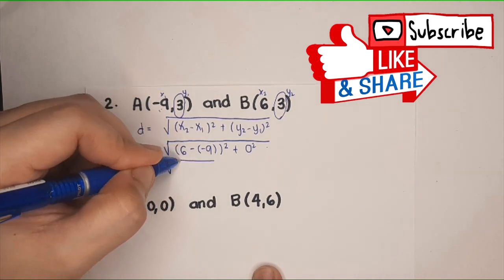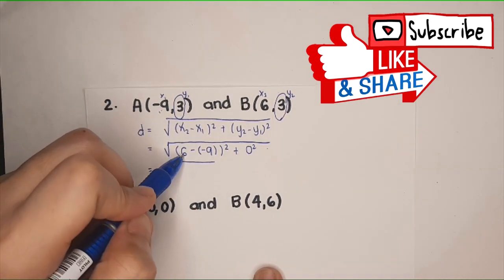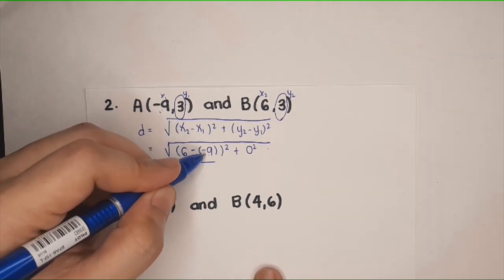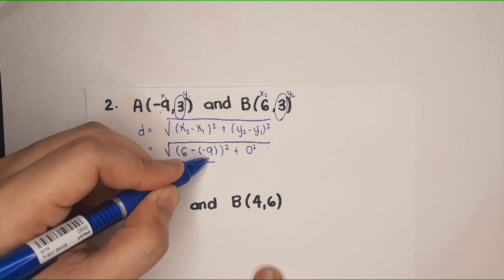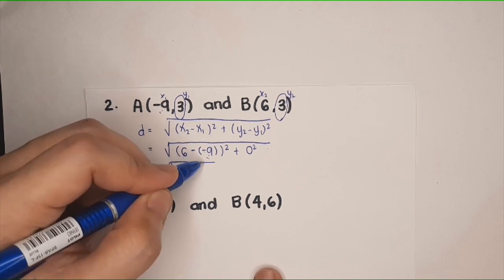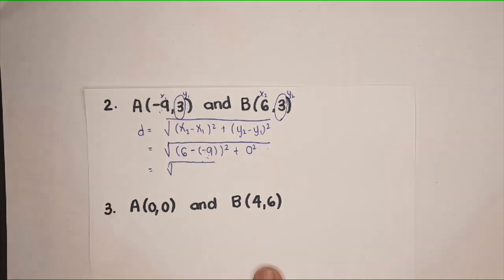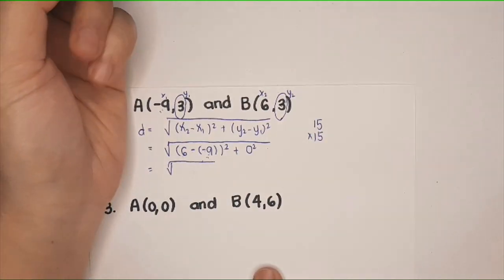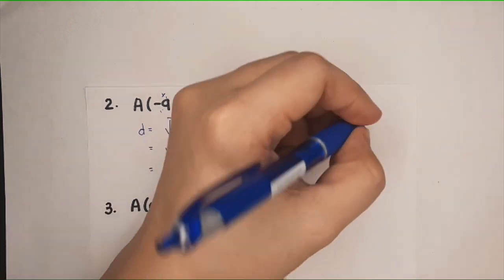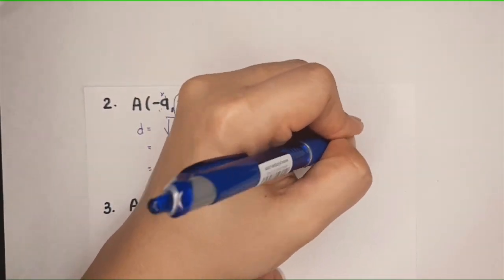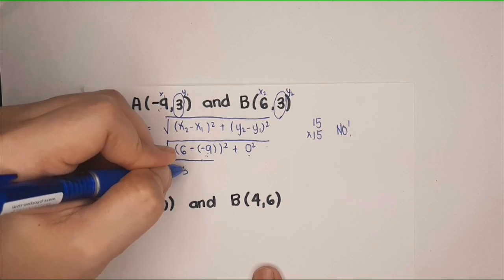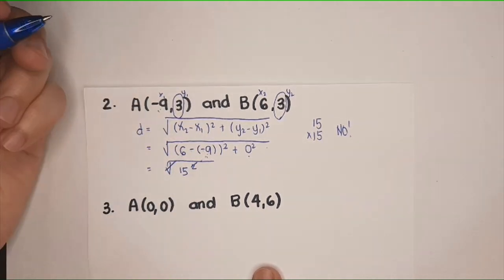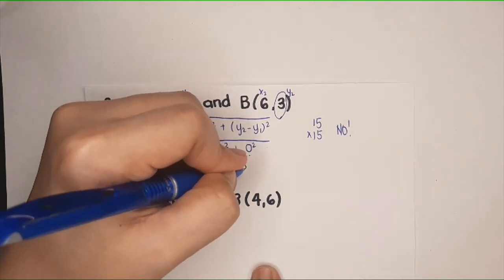This becomes square root of, what is this? 6 minus minus, so magiging 6 plus 9 equals 15. And then, you have square here. So, 15 squared. Okay? Huwag nyo nang gagawin ang 15 times 15. Kasi 0 naman ito, right? Huwag na. No. Okay? You just write 15 squared. Right? And then, ito magka-cancel lang tong dalawa. So, the answer here is 15.